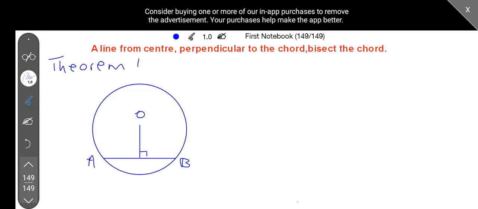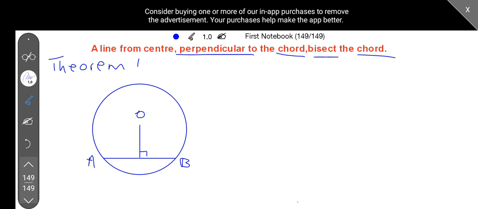In this lesson, we'll be focusing on Theorem 1 of Euclidean geometry. It says, a line from the center, perpendicular to the chord, bisects the chord. So there are three terms which we can see there: perpendicular, chord, and bisect. Now, the word perpendicular means 90 degrees.